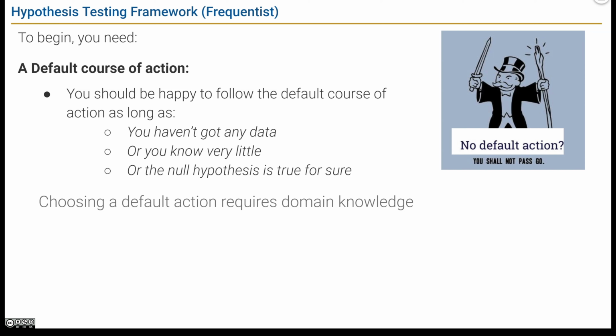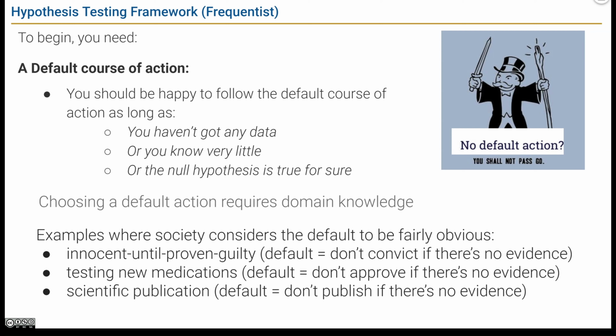I will point out that this is typically a really hard part of the problem, and it does require domain knowledge. This should be the responsibility of the lead on the team, whoever is asking you to run the test or deciding that a test needs to be run. But there are some situations where the default is considered to be fairly obvious. Cases like innocent until proven guilty, so we don't convict if there's no evidence. When we're testing new medications, the default is don't approve if there's no evidence. For scientific publications, the default is don't publish if there's no evidence. So those ones are fairly straightforward.